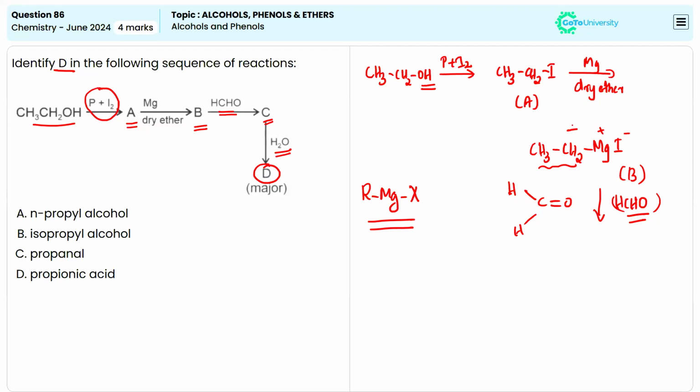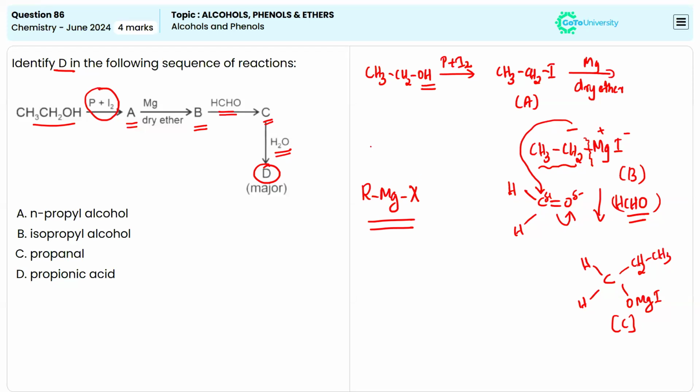So here, what is happening? This negative charge is moving to the carbon. Now, because this carbon has a partial positive and oxygen has a partial negative, automatically the bonded electrons will move to the oxygen. So you will get an intermediate here, that is the carbon connected to two hydrogens, and the MgI group will be connected to the oxygen because the bond is breaking here, and it will be CH3CH2CH2OMgI. So this is an intermediate actually. This intermediate is C.